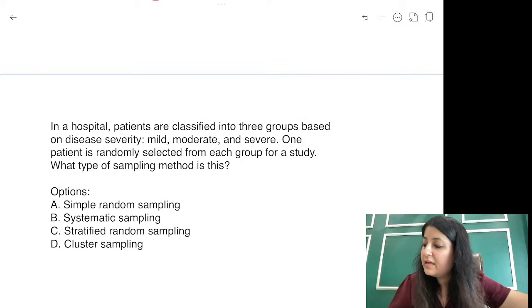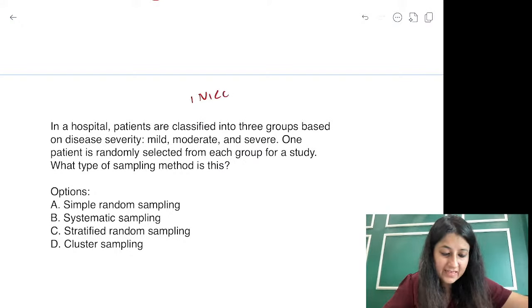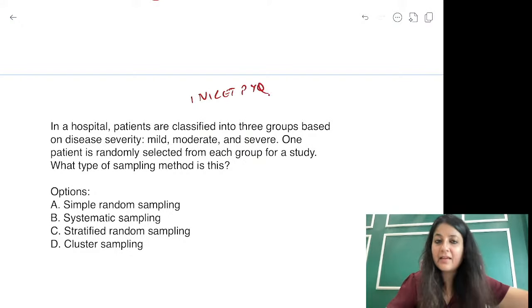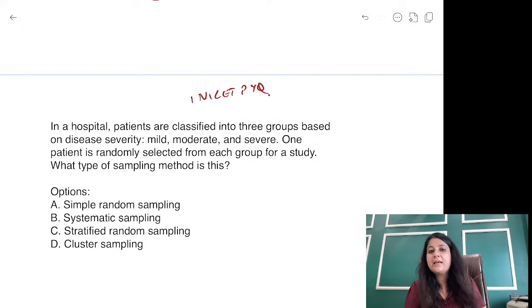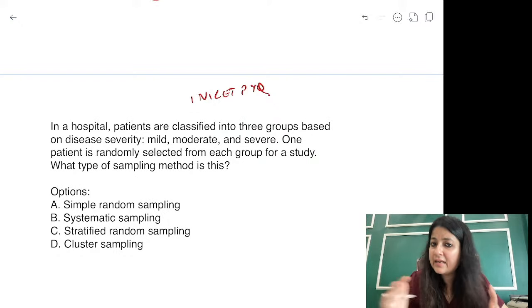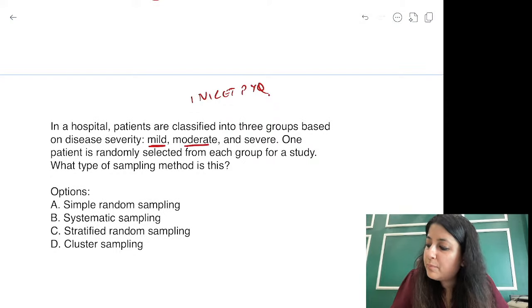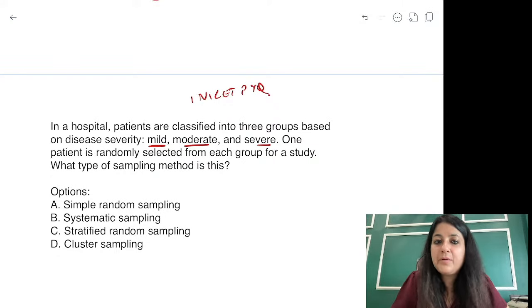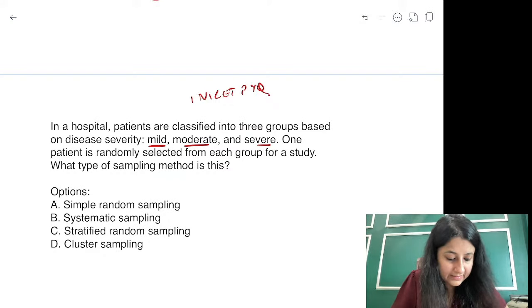In a hospital, patients are classified into three groups based on disease severity. This is NICT PYQ, so sampling is expected again. Latest came in NICT exams. Now you can see patients have been classified into three groups. Again, I've mentioned, I've divided into mild, moderate, severe. And from them, I am selecting randomly one patient each group. Again, this is what is this, guys?